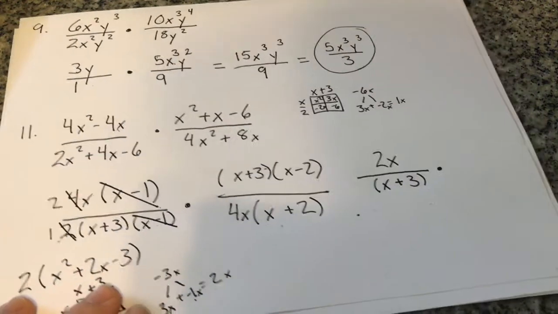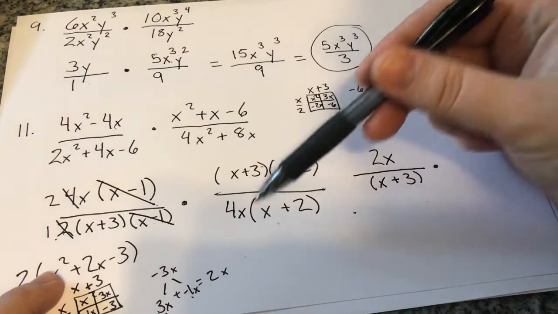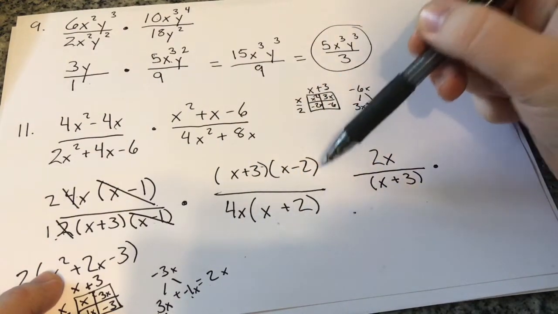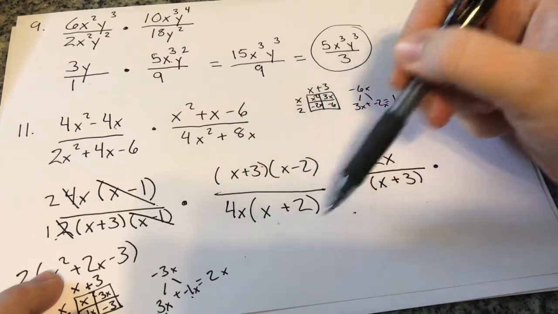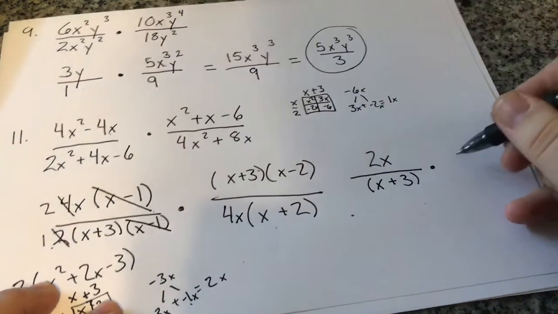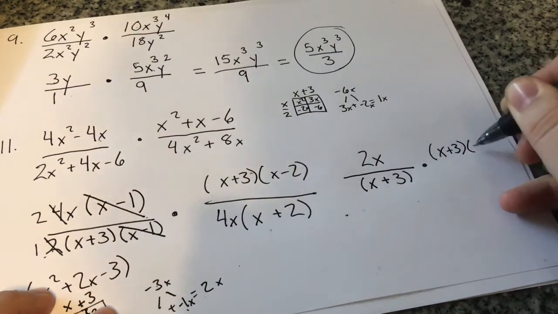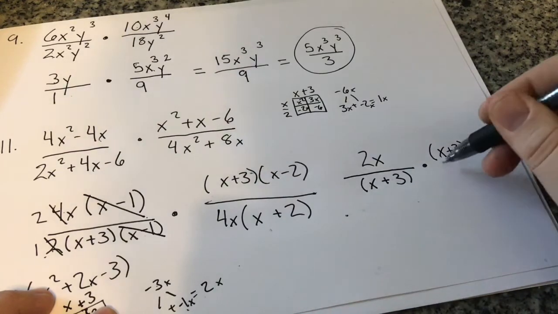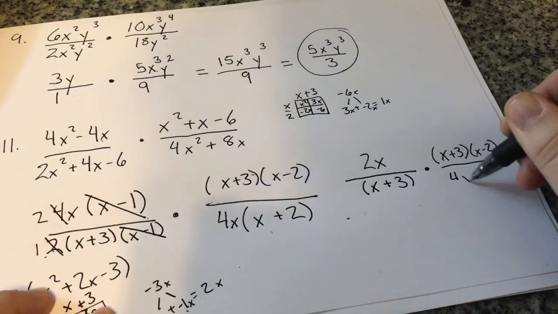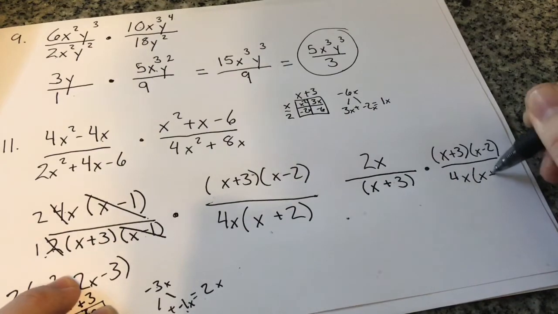Now let's go ahead and look at the second part of the equation here. What do these have in common? Unfortunately, we don't actually see anything that these have in common. So that's all going to be rewritten the same here. X plus 3 times x minus 2 over 4x times x plus 2.